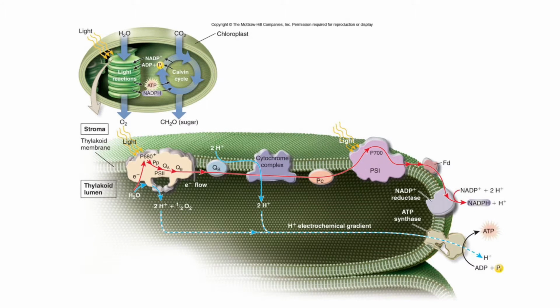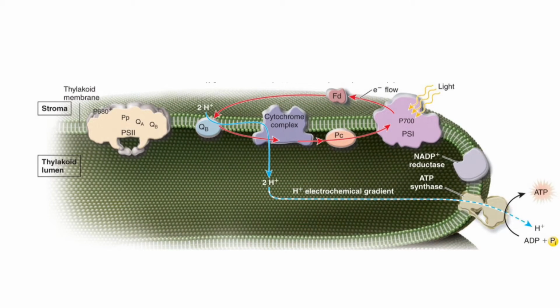Water is used to provide electrons and hydrogen ions, but also produces oxygen. The electrons and hydrogen ions are used to create ATP and NADPH. ATP is an energy store molecule, and NADPH is an electron carrier donor molecule. Both ATP and NADPH will be needed in the next stage of photosynthesis.